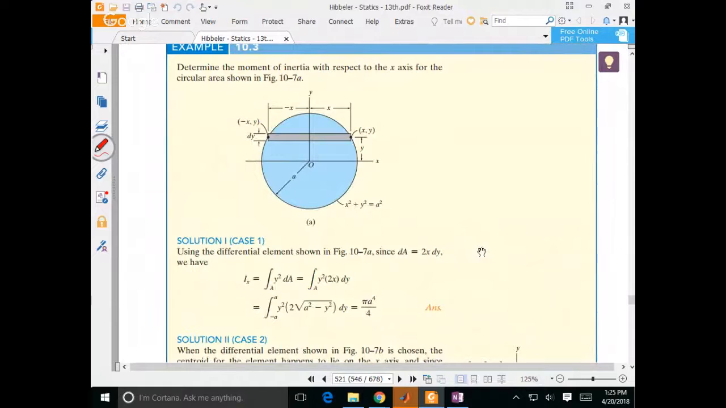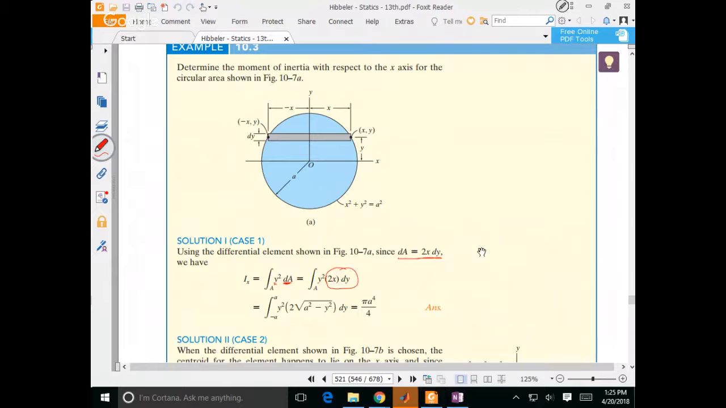So again, you go in here. Okay, so this is the nice way. Case one, simple, straightforward. Basically, he comes in here. He has to define dA. So what he's done is that. And he's looked at the differential element like that.